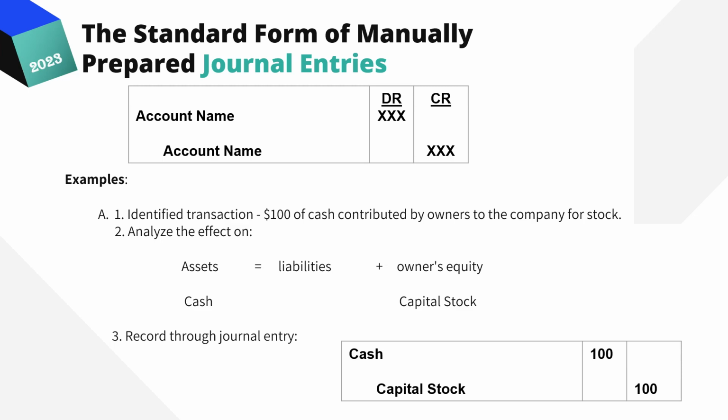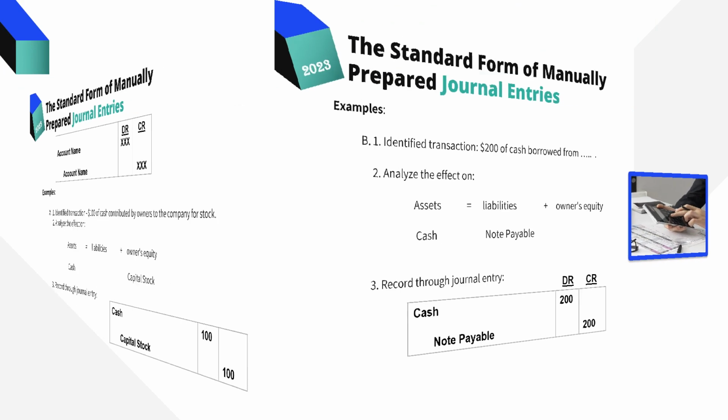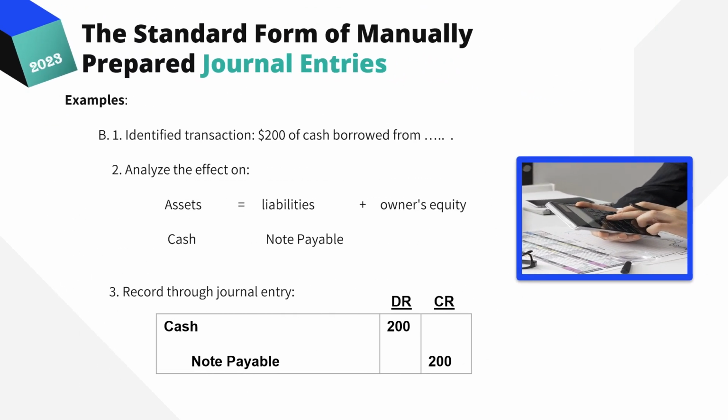Let's look at the second transaction. We had an increase in an asset, cash, and an increase in a liability because the business now has an obligation to transfer assets, cash, back in the future. How much? In this case, $200.